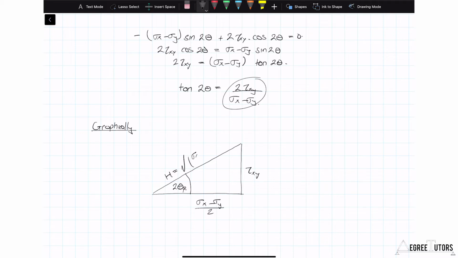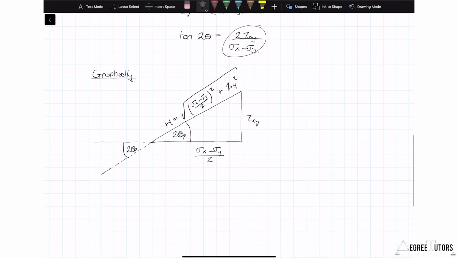So that's going to be sigma x minus sigma y over 2, squared, plus tau xy, squared. It's also worth remembering here that we have an angle 2 theta there, but equally we could have an angle 180 degrees apart from that of 2 theta p as well. So there are two possible angles, right?